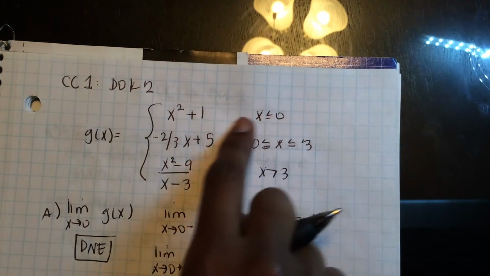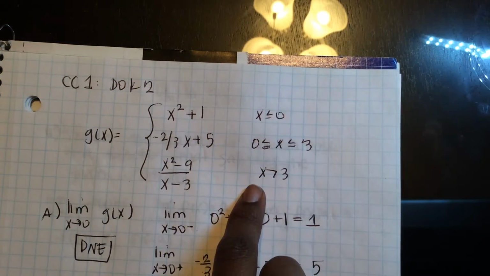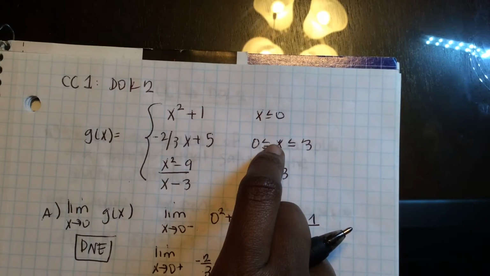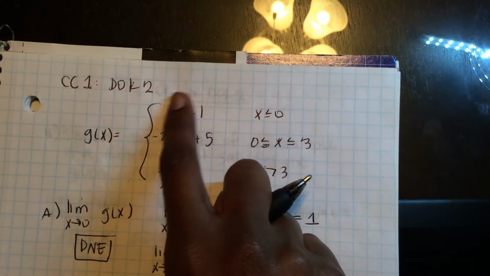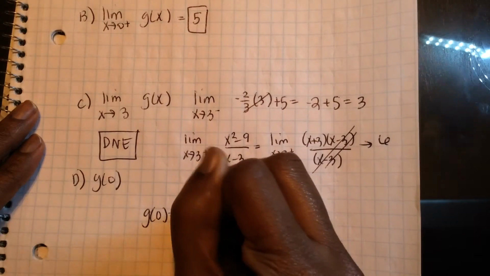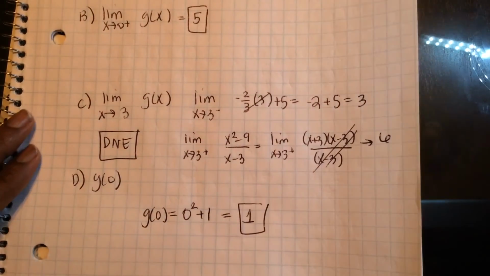Which of these functions includes 0 in its domain? This is less than or equal to 0. This is only greater than 0. So we're going to use this piece of g for when x equals 0. So g of 0 is going to be 0 squared plus 1, which is 1.